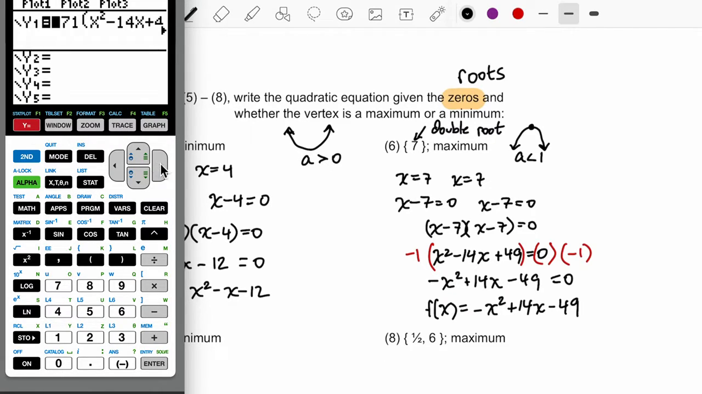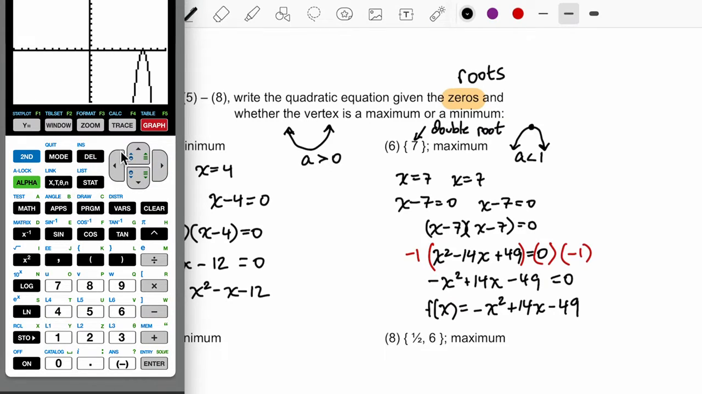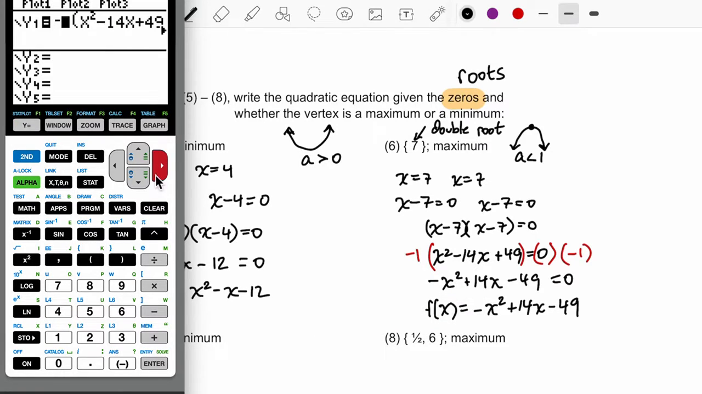Pick whatever you want. Maybe just a negative 7. Same deal. Intersects only once at x is equal to 7, but the shape of the graph is different. All right, it's skinnier. If I wanted to use a fraction, negative 0.01.